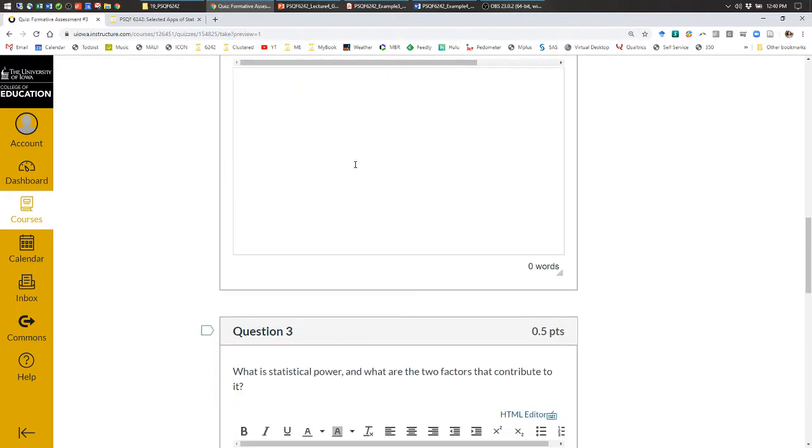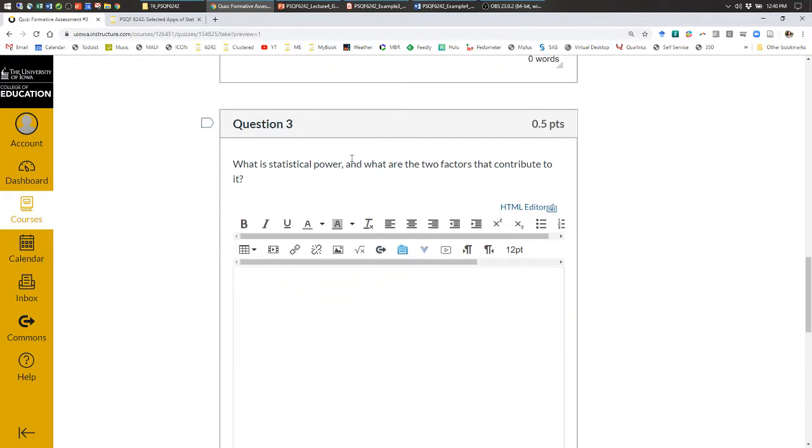All right, so we got those. What is statistical power, and what are the two factors that contribute to it? Finding something when it's there. Yes, the probability that you found something when it's really there. How does it relate to type 2 error? Yes, it's the complement.